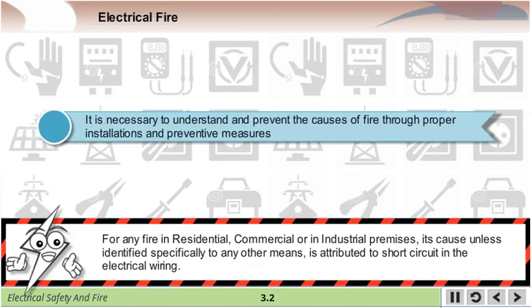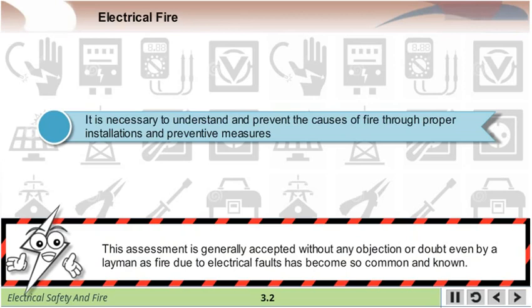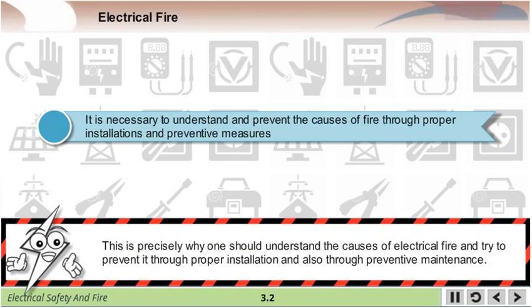Electrical fire. For any fire in residential, commercial, or industrial premises, its cause, unless identified specifically to any other means, is attributed to short circuit in the electrical wiring. This assessment is generally accepted without any objection or doubt, even by a layman, as fire due to electrical faults has become so common and known. This is precisely why one should understand the causes of electrical fire and try to prevent it through proper installation and also through preventive maintenance.